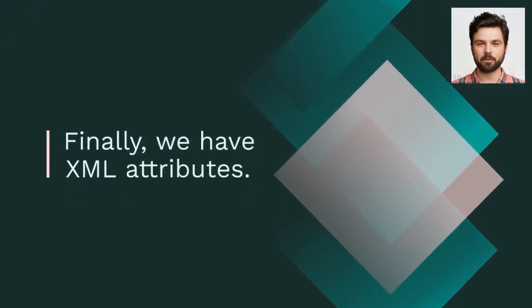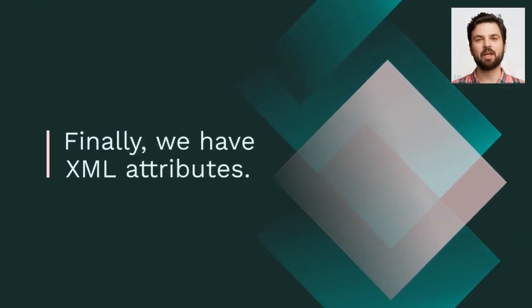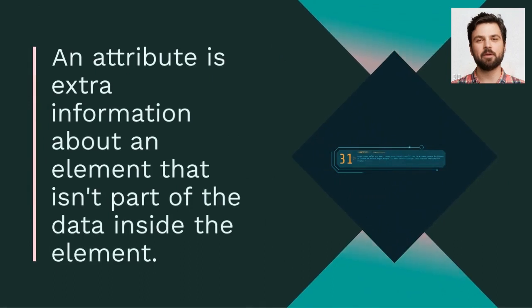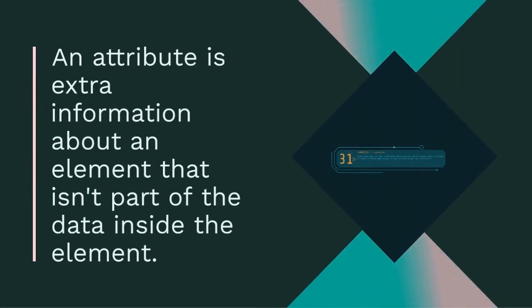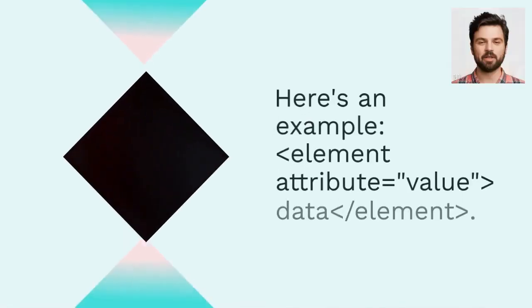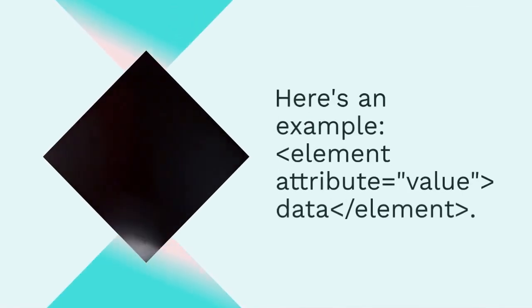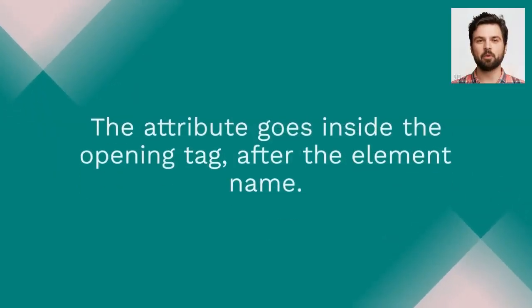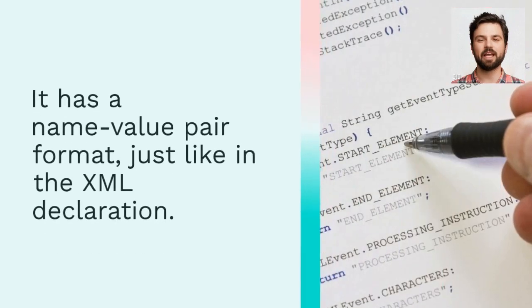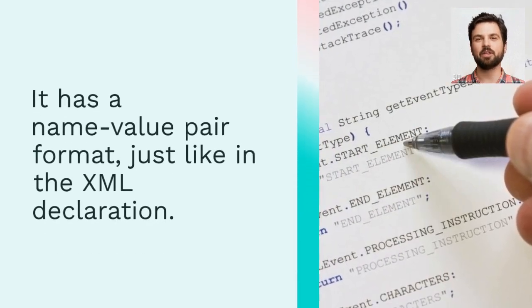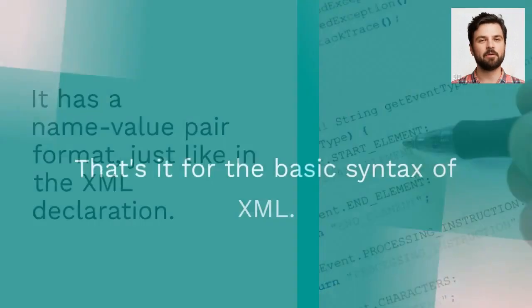Finally, we have XML attributes. An attribute is extra information about an element that isn't part of the data inside the element. Here's an example. The attribute goes inside the opening tag, after the element name. It has a name-value pair format, just like in the XML declaration.